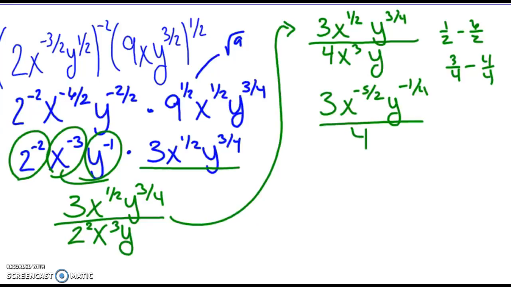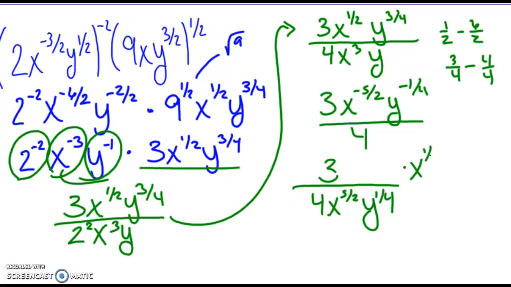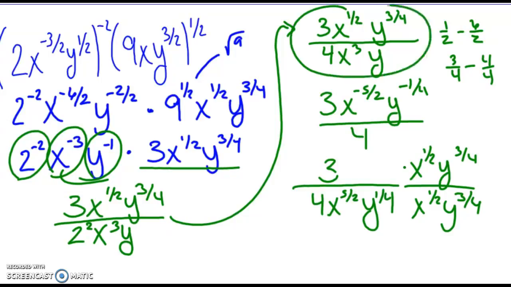This is over 4. Now I need to put my negative exponents in the denominator. So I get 3 over 4, x to the 5/2, y to the 1/4. Oh, look at that vicious circle. I'm going to have to multiply by x to the 1/2, y to the 3/4. And I'll end up right where I was right here. Therefore, this is my final answer.